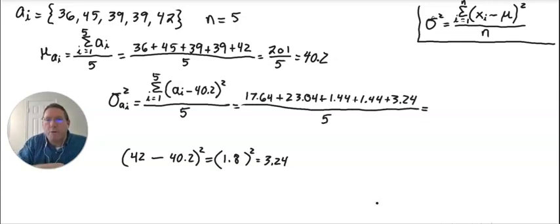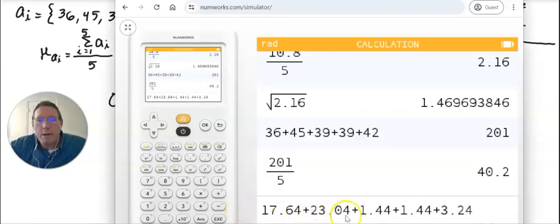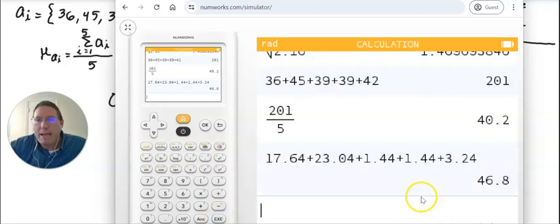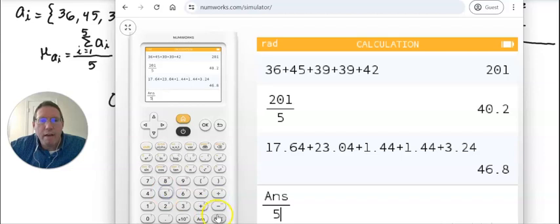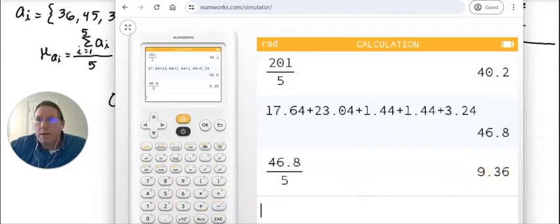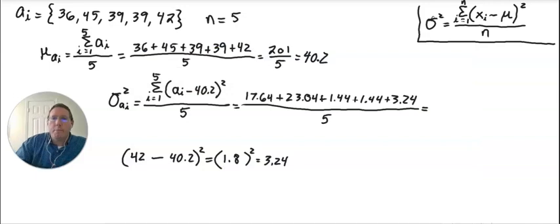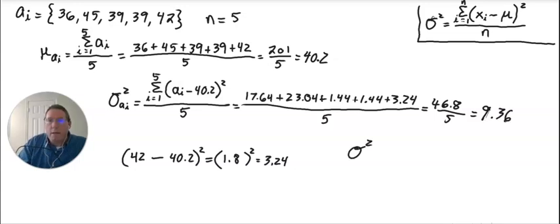All right, let's do that in the NumWorks calculator. Okay, so you can see here we've added up all 5 of these numbers. We hit equals, and we get 46.8. And then divide that by 5, and we get 9.36. 46.8 over 5 becomes 9.36. Okay, and so then the variance of these 5 numbers of this data set, A sub i, is 9.36.